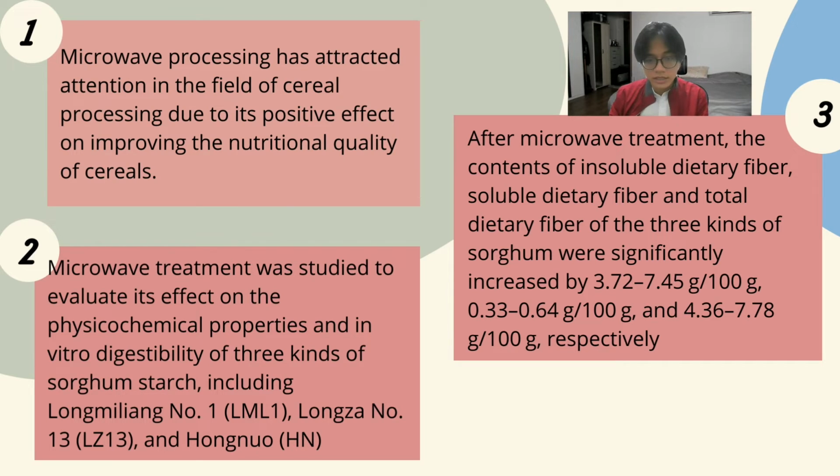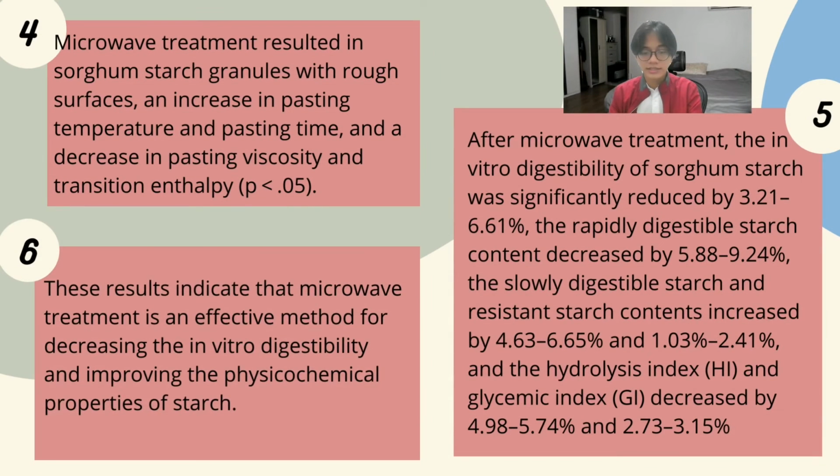After microwave treatment, the contents of insoluble dietary fiber, soluble dietary fiber, and total dietary fiber of the three kinds of sorghum were significantly increased. Next, the microwave treatment resulted in sorghum starch granules with a rough surface, an increase in pasting temperature and pasting time, and a decrease in pasting viscosity and transition enthalpy.